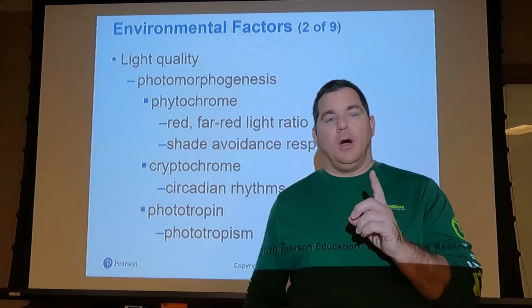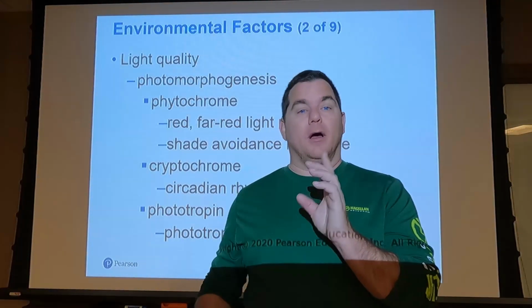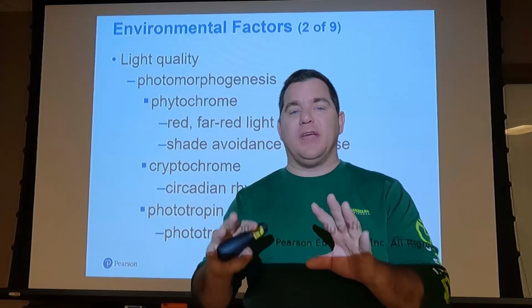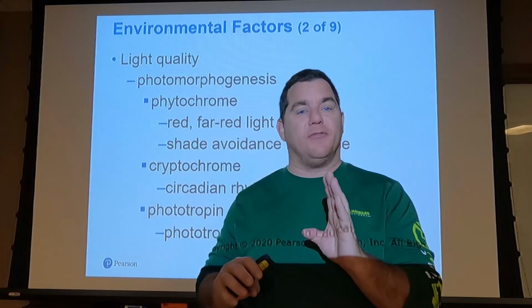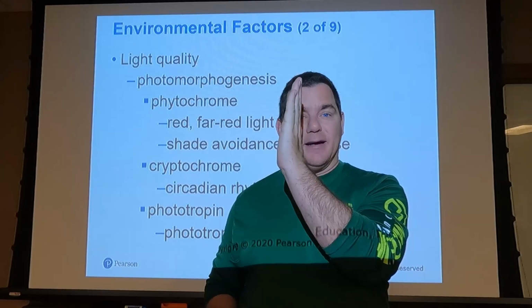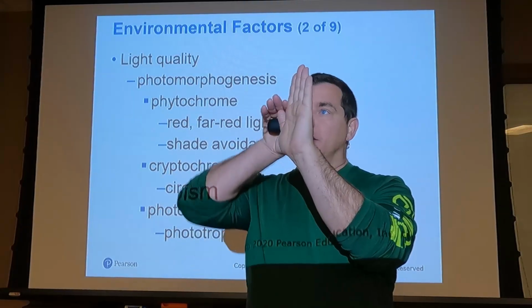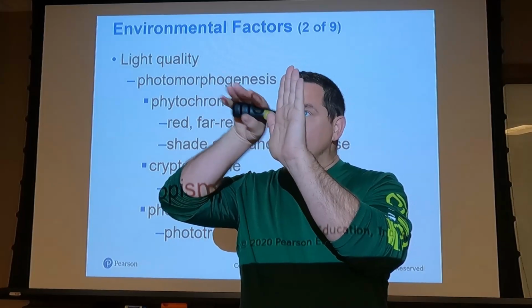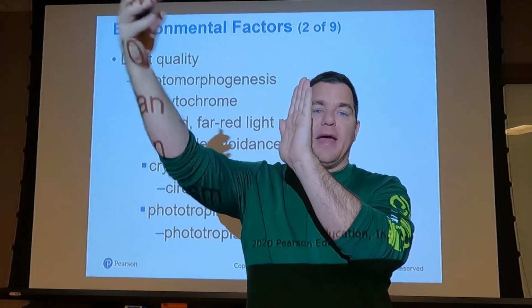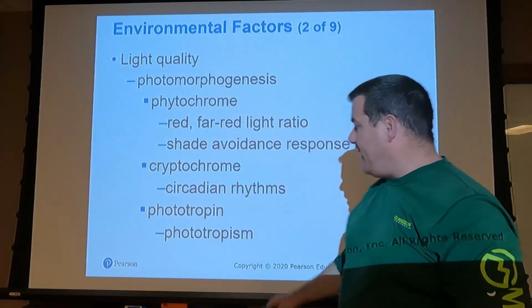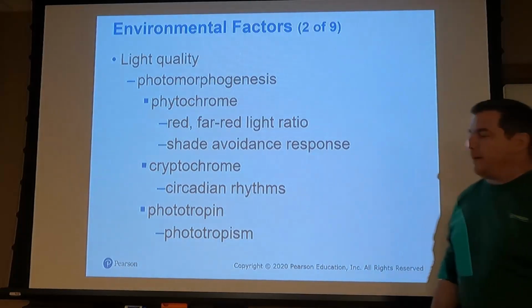A good example of phototropism is the sunflower. They will face the sun and they will follow the sun, so that is phototropism. They are growing towards the sun because they're trying to get as much of that energy as they can. And that is caused by phototropin.